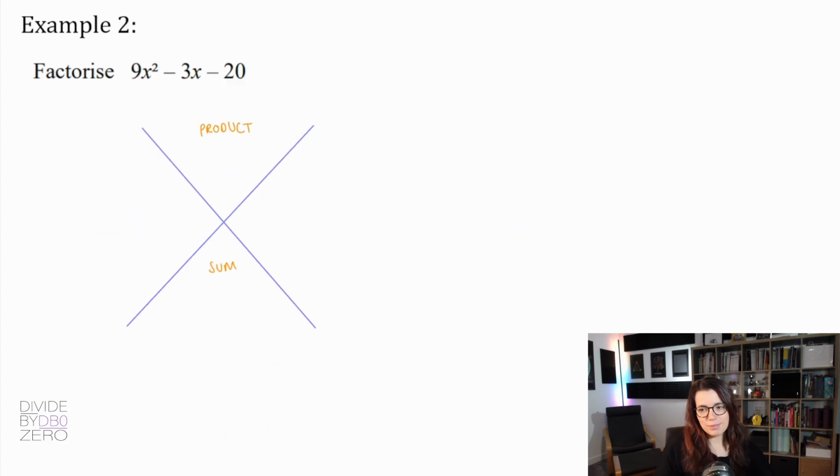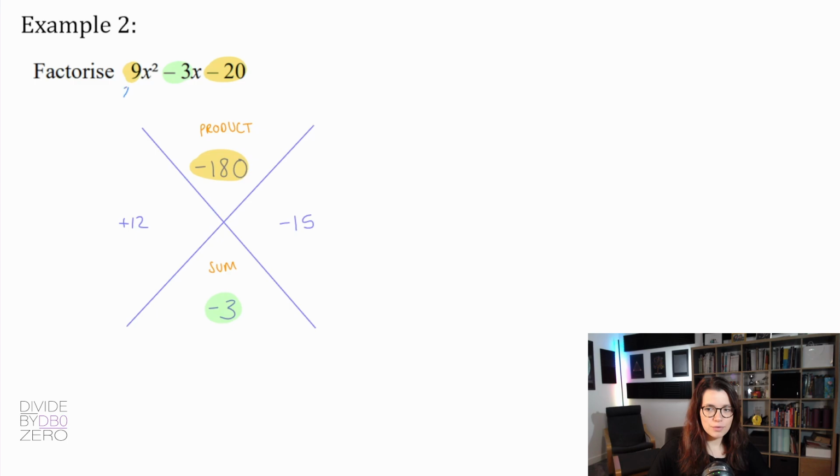Factorise 9x squared minus 3x minus 20. So we start by doing 9 times minus 20, and that is minus 180. Put that in the top product part. We look at the number in front of the x now, and that's a negative 3, so that goes down here. Now for the hard part, thinking of two numbers that multiply to give negative 180, but add to give minus 3, and that will be positive 12 and negative 15.